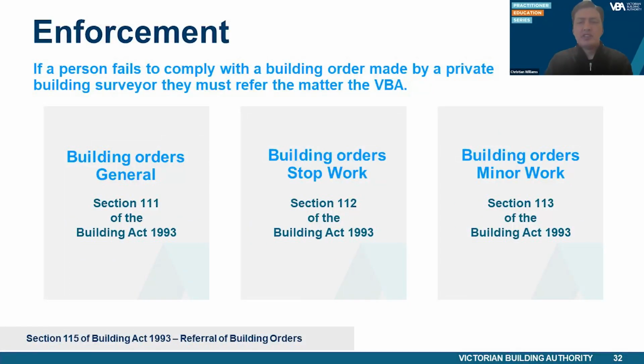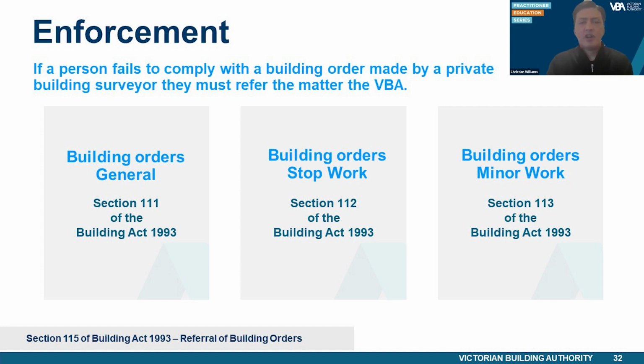A building order must be served in the prescribed form under Schedule 4 of the regulations and must specify the date for compliance to be achieved. Under Section 115 of the Act, if a person fails to comply with a building order made by a private building surveyor, they must refer the matter to the VBA. Once a building order has been referred to the VBA, the RBS must then take no further action regarding the matter. The VBA can only accept a building order served under Section 111 of the Act, Section 112 of the Act, and Section 113 of the Act.